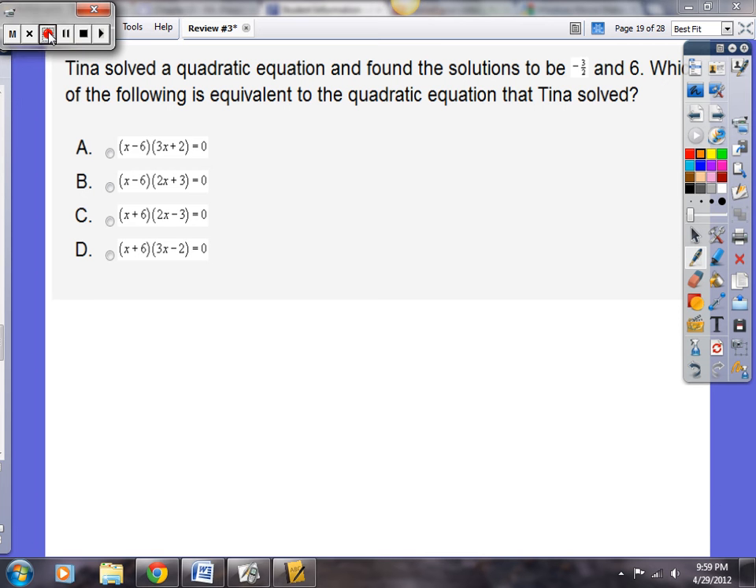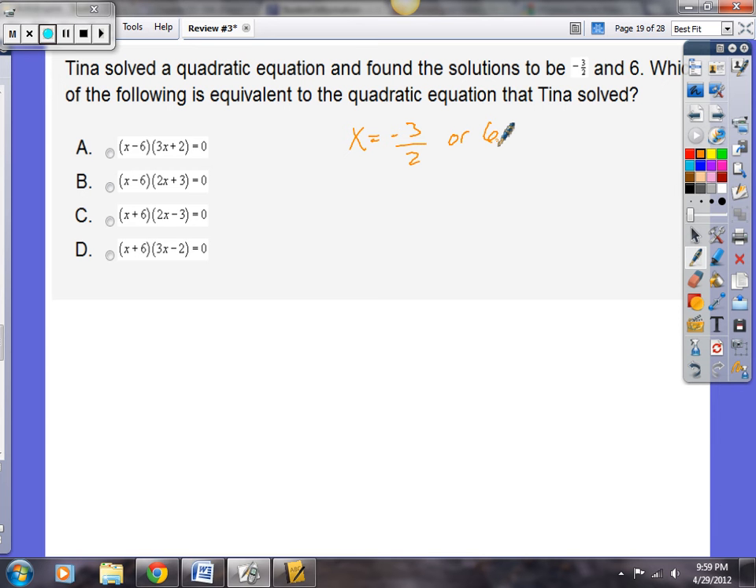Tina solved the quadratic equation and found the solutions to be negative 3 halves and 6. Which of the following is equivalent to the quadratic equation that Tina solved? So you're going totally backwards. X equals negative 3 halves or X equals 6. So both those work.